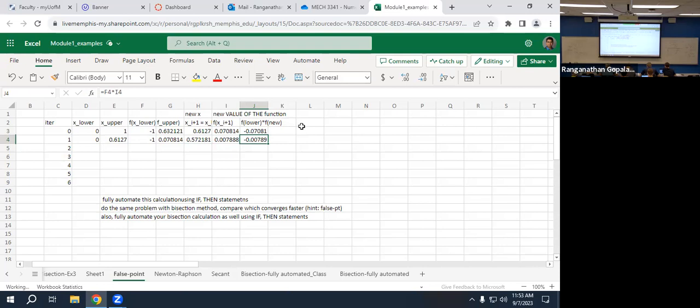So what's going on here? The value of the function at the new value was 0.07. It's dropped to 0.007. If your tolerance criterion is 0.01, you're already there. Except we'll do 10 power minus 6. So let's do a few more iterations. Before I do that, are you cool with it? Can I drag this to a few more iterations?